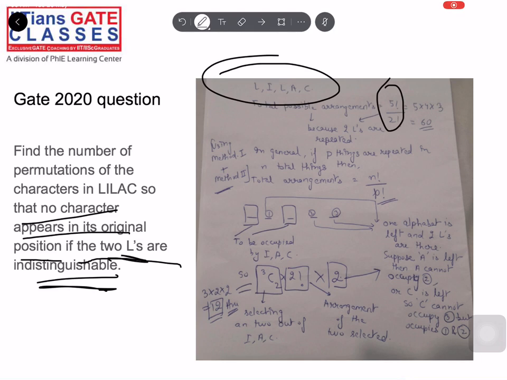Okay, and now why do we do that? There's a whole different story behind that, so we'll not be going into that. Okay, so this is the total arrangement possible.